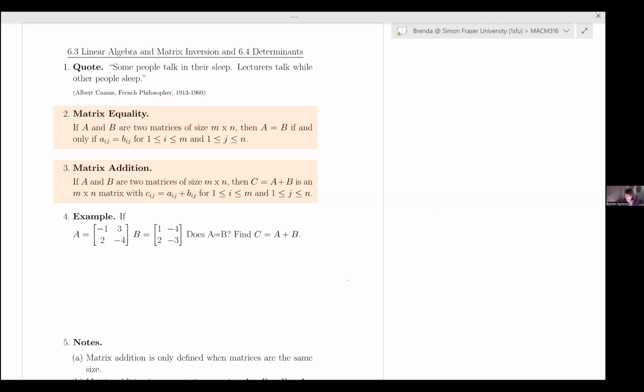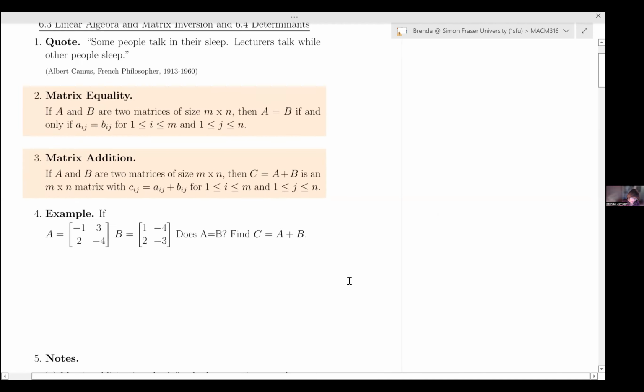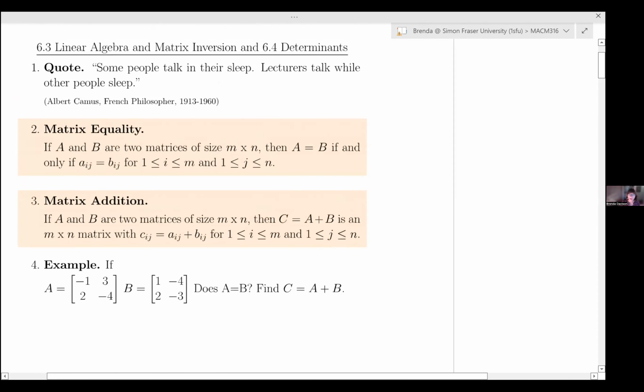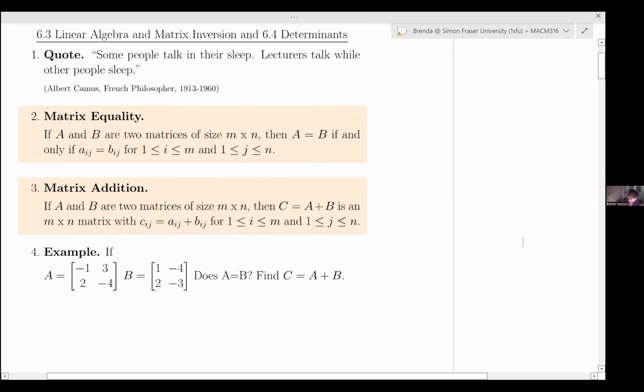Okay, so what we're going to talk about today is a linear algebra review, matrix inversion, and finding a determinant of a matrix. I'm going to go relatively quickly because this is material covered in Math 232, which you have all taken. So we want to just make sure that we all recall how to do this stuff. So I'm just going to go through a few basics.